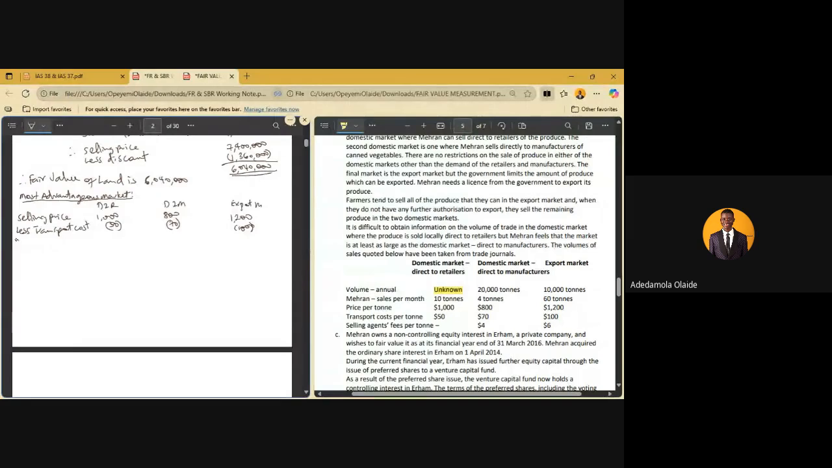Then less transaction cost. We have none here, we have 4 here, we have 6 here. So what do we have as the net price for each market?